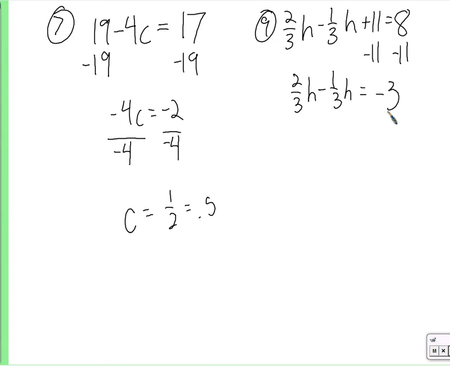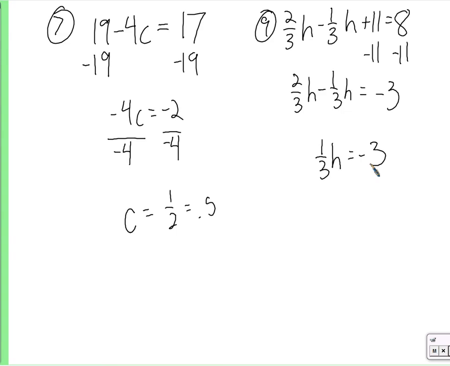What did you have? 2/3 h minus 1/3 h, Cadence? Can't you just subtract 1/3 h from 2/3 h? And what would that leave us with? 1/3 h. Yeah. It's the same as 2h minus 1h is 1h, or 5h minus 2h is 3h. 2/3 of an h minus 1/3 of an h is 1/3 of an h, equals negative 3. And we're going to get that h to be a 1 times h.